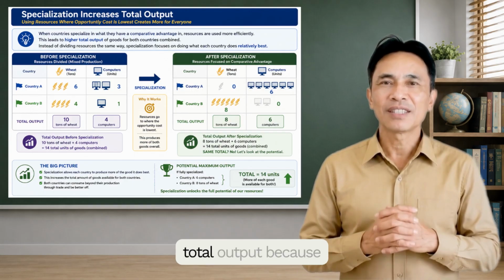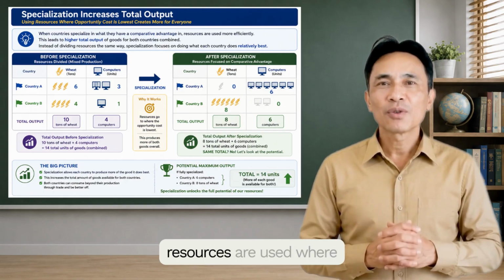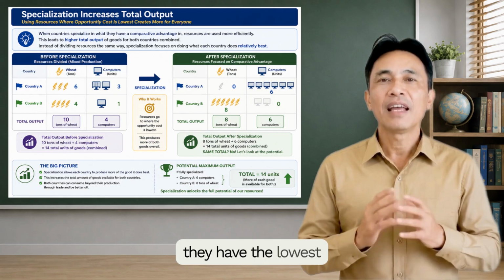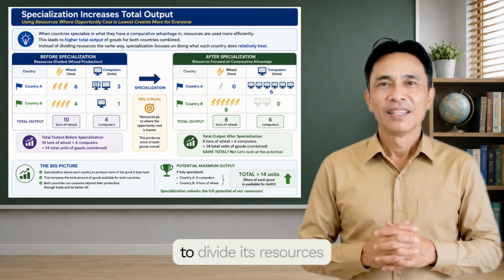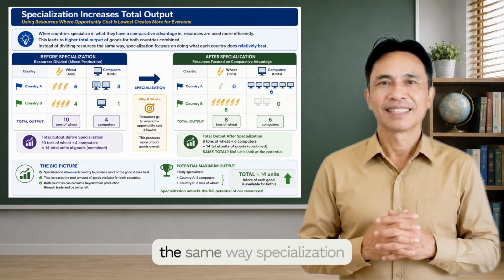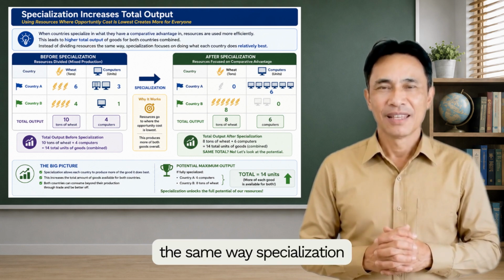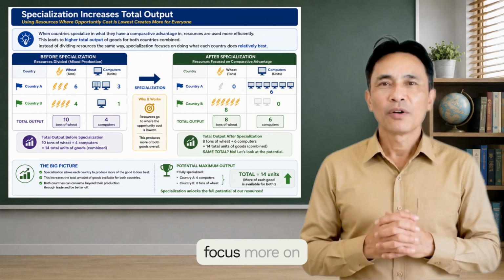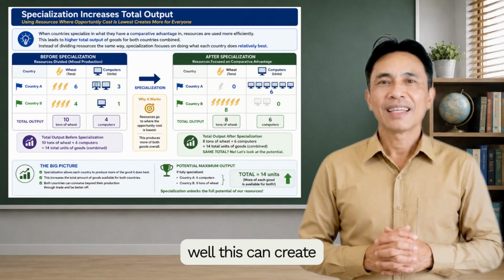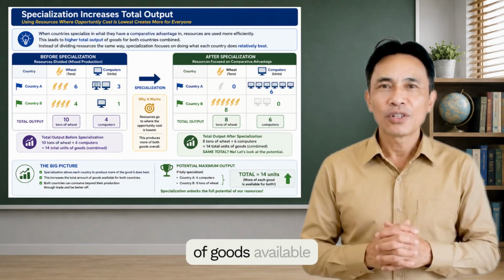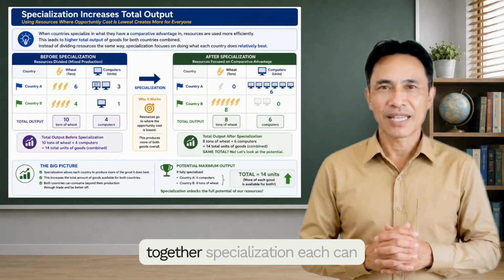Specialization can increase total output because resources are used where they have the lowest opportunity cost. Instead of asking each country to divide its resources in the same way, specialization allows each country to focus more on what it does relatively well. This can create a larger total amount of goods available for the 2 countries together.